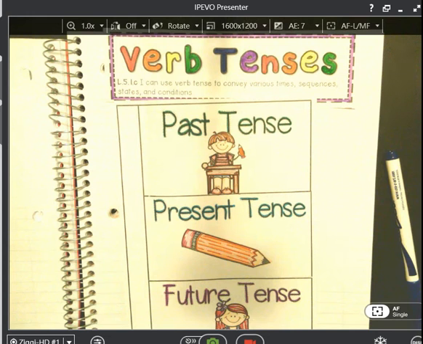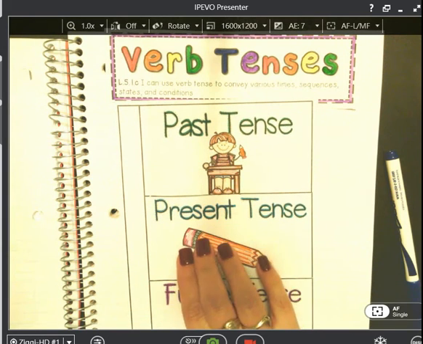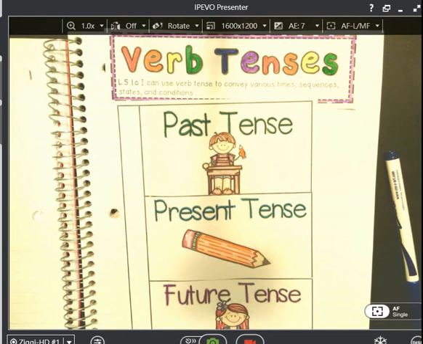Hello, 5th grade. This week we are going to be talking about verb tenses. Verb tenses are basically your past tense, your present tense, and your future tense on your verbs.